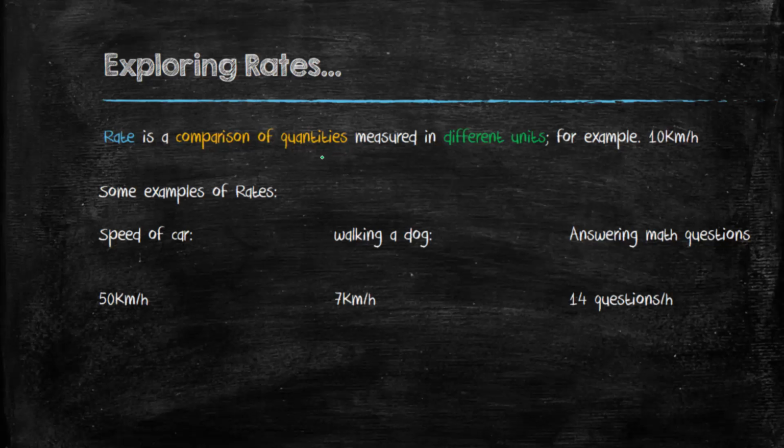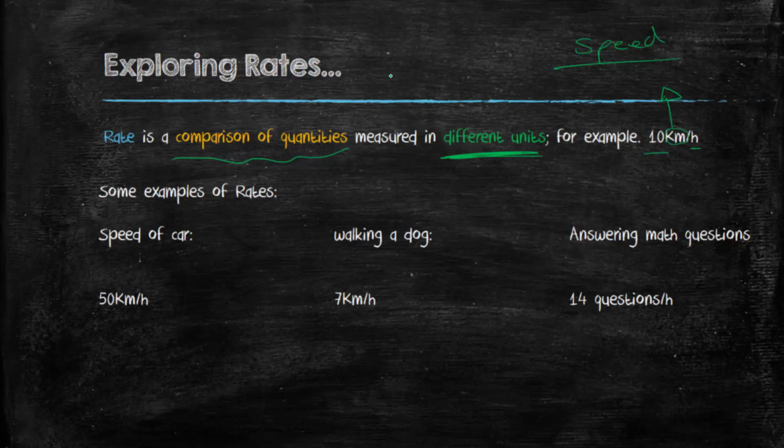Rate is a comparison of quantities measured in different units. For example, 10 km/h stands for kilometers per hour. So this measures speed. And you'll see that speed is a great example for rate. So here, this is 10 kilometers per hour.